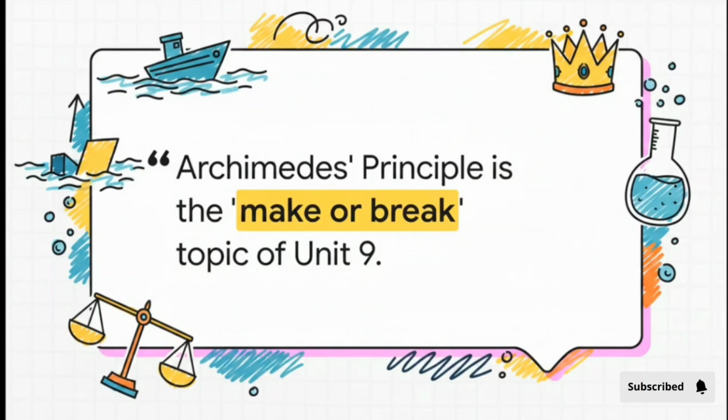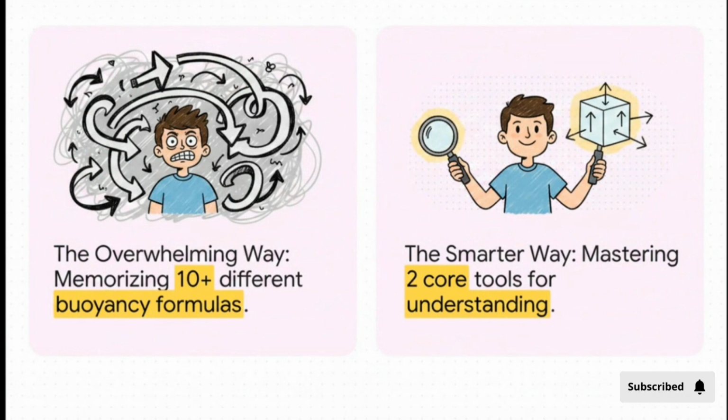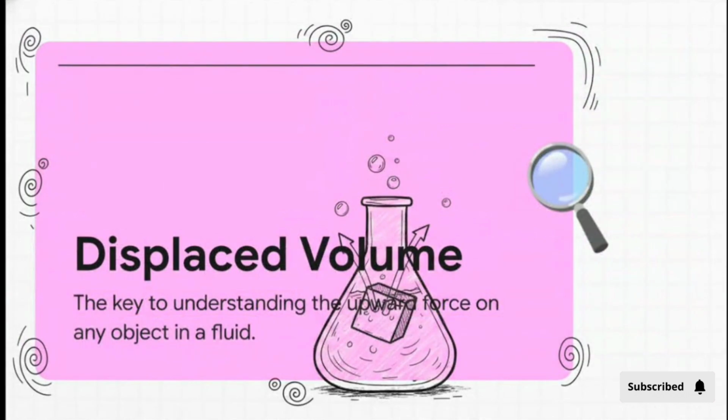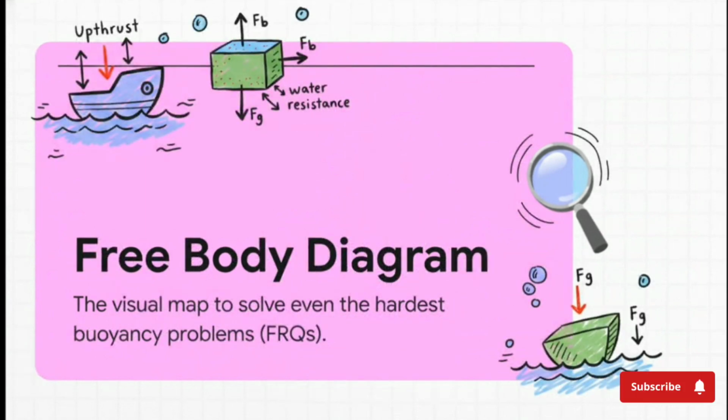Archimedes Principle is the make or break topic of Unit 9. It's one thing to say an object floats, but it's another to calculate the exact Newton value of that upward force. Today we are mastering the displaced volume logic. I'm going to show you why you don't actually need to memorize 10 different buoyancy formulas if you just understand how to draw a proper free body diagram.